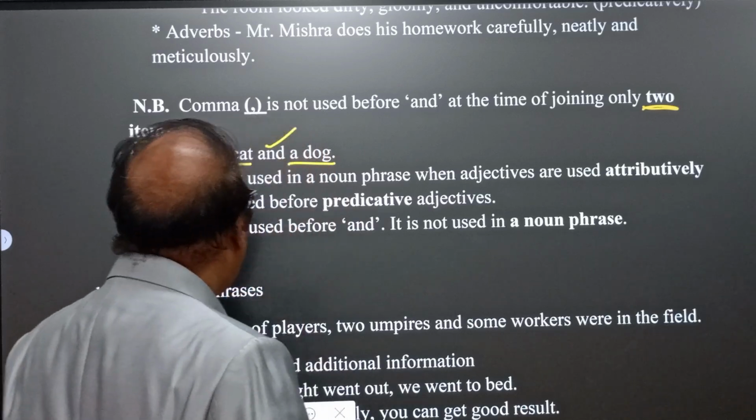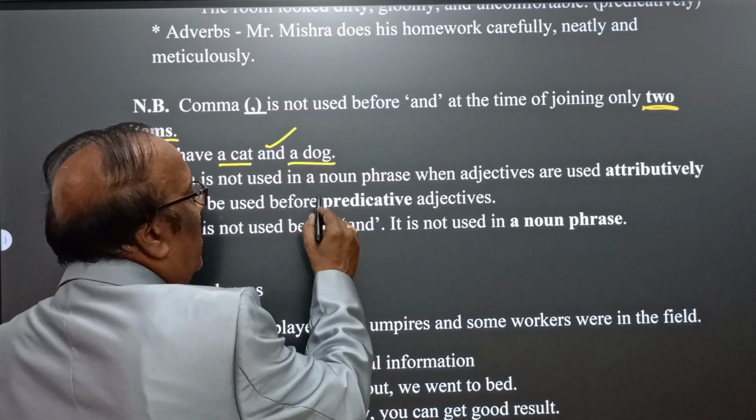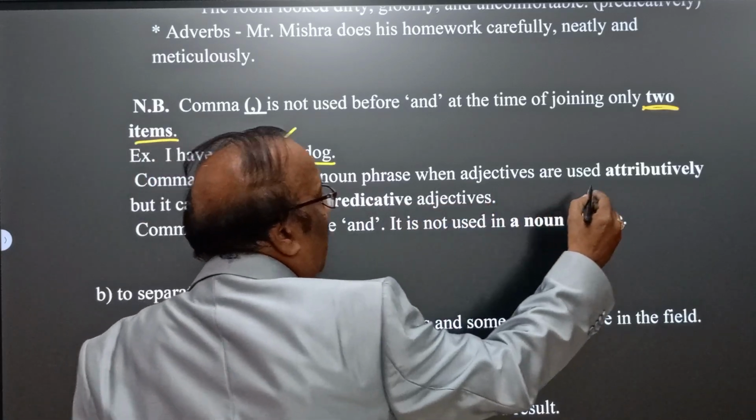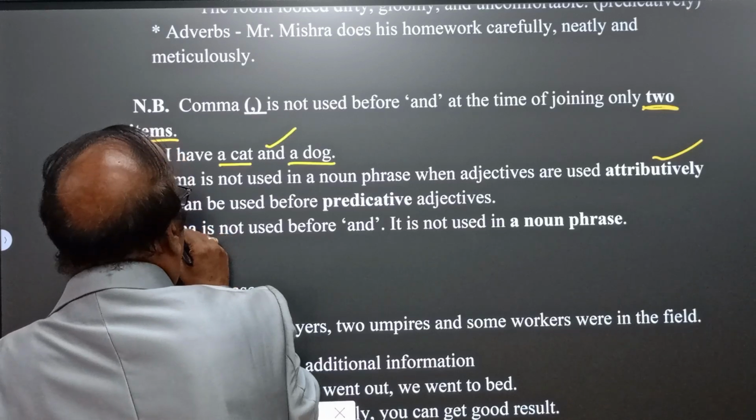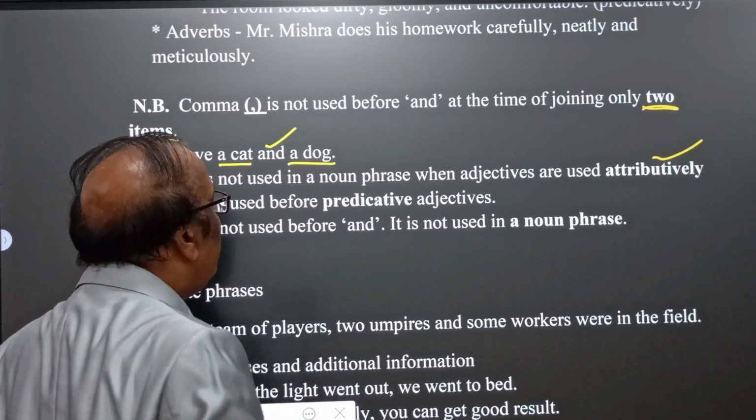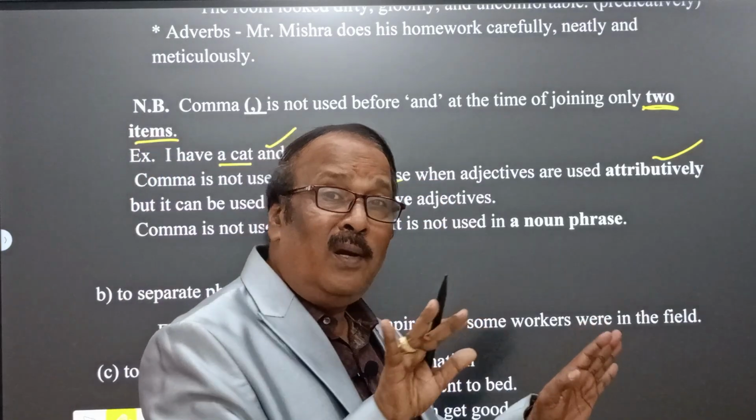Yes. Now comes the other idea, that a comma is not used in a noun phrase when adjectives are used attributively, but it can be used before predicative adjectives, which we have already discussed.